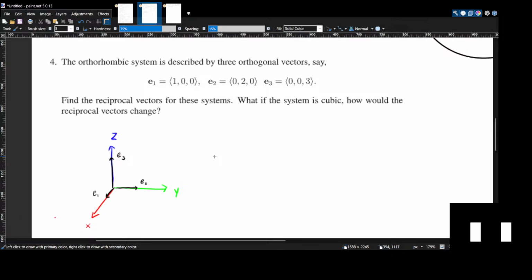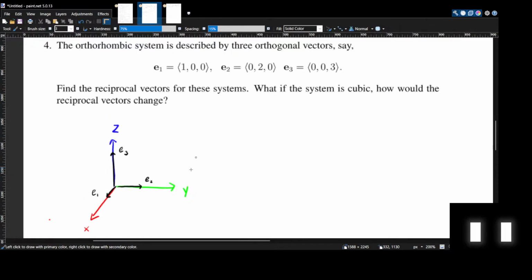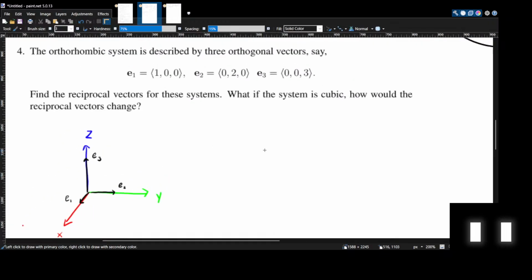So, what the orthorhombic system means is that when we describe a vector, how would you normally represent it? Well, normally, hold on, my notifications are. All right, physicist memeing.